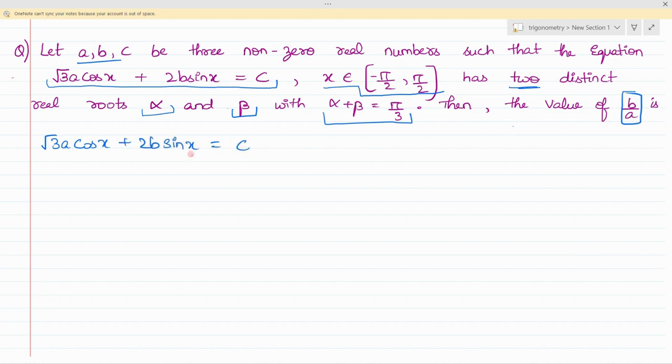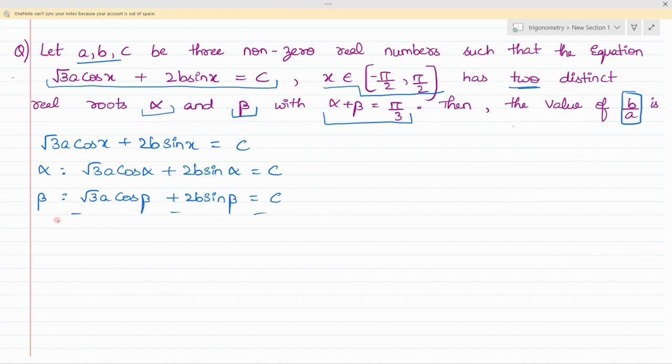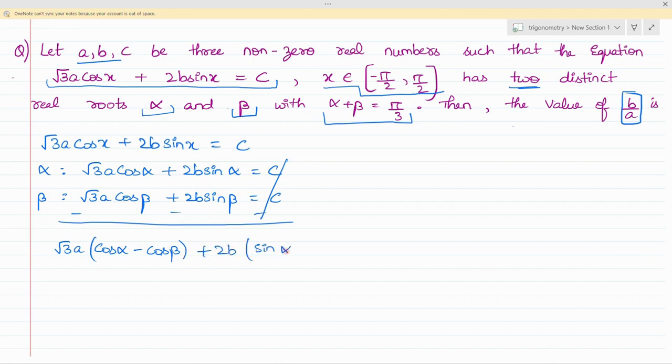is equal to c. Here it is told that alpha and beta are the roots of this equation. So if alpha is a root, we can write it as root 3a cos alpha plus 2b sin alpha equal to c. And if beta is a root, we can write it as root 3a cos beta plus 2b sin beta equal to c. Now we can just eliminate this value of c, that is, subtract. When we do this, c gets cancelled, and here root 3a, if we take common, we'll get cos alpha minus cos beta, and here plus 2b, take it as common, inside it will be sin alpha minus sin beta equal to 0.